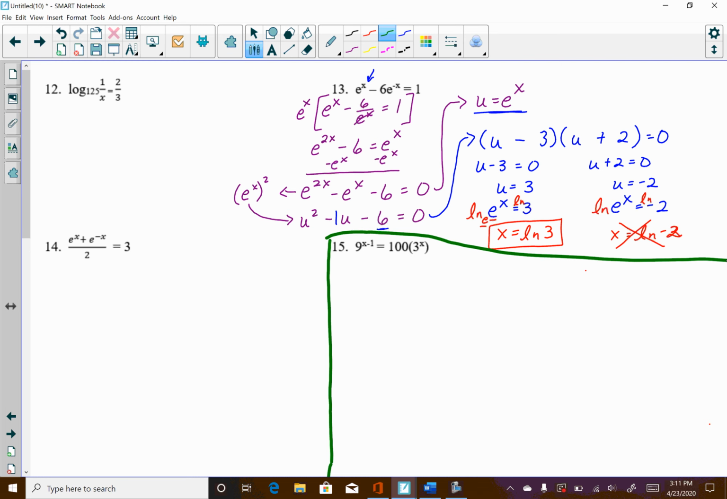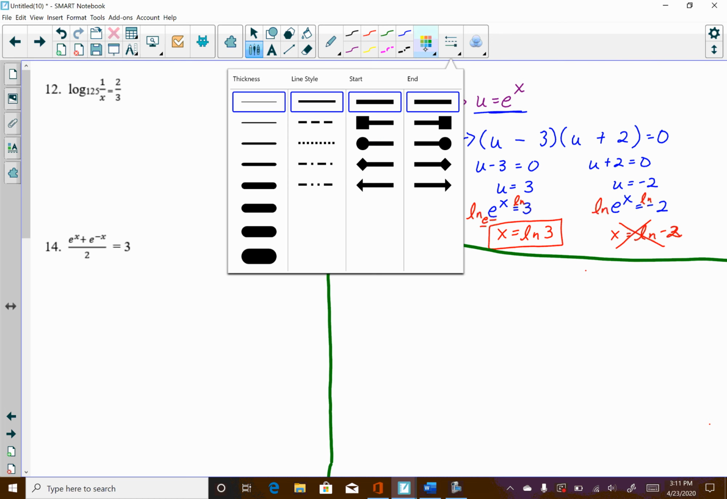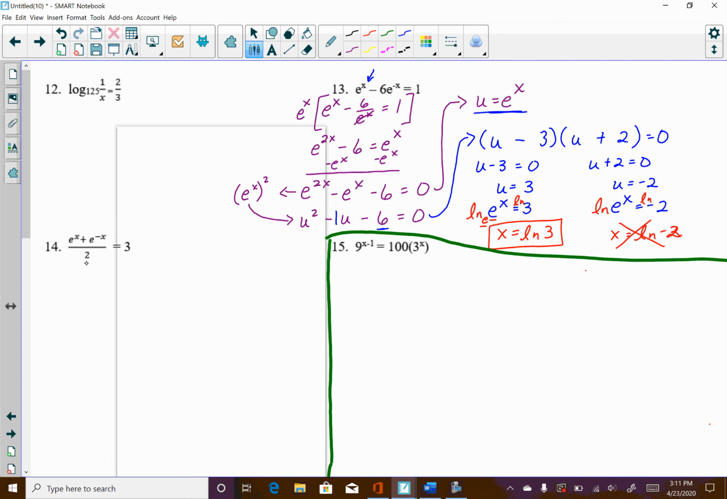Okay. All right, number 14, you'll see me use that u substitution again. In number 14, the first thing I probably would do here is get rid of that fraction to begin with. So let's get rid of that 2. I'm going to multiply everything by 2. The nice thing is on the left-hand side, the 2's cancel out and just leave you with e to the x plus e to the negative x. And then over here, 3 times 2, of course, is 6.